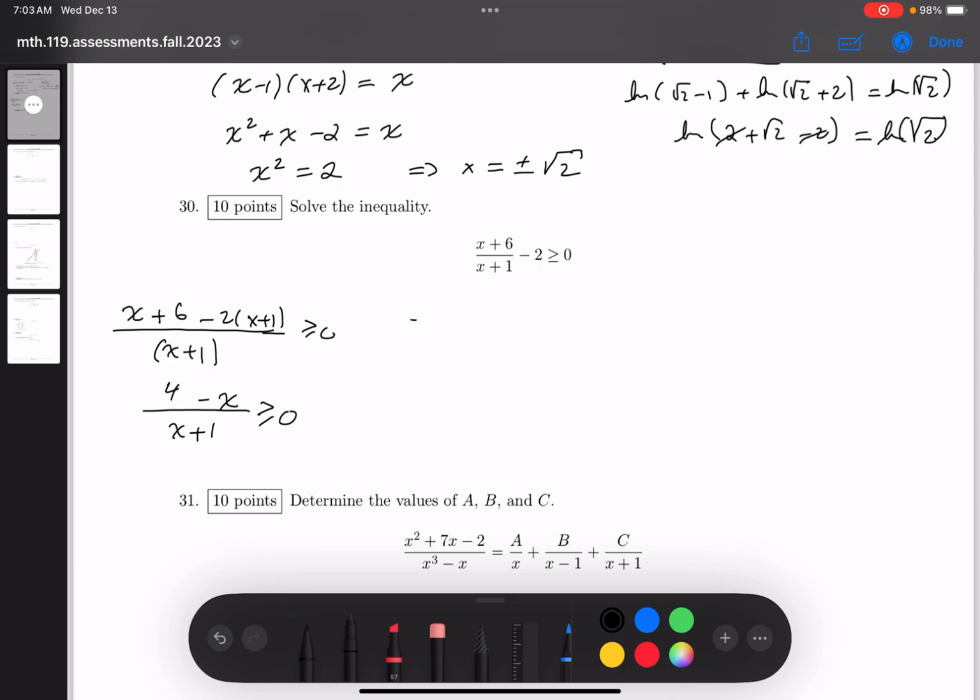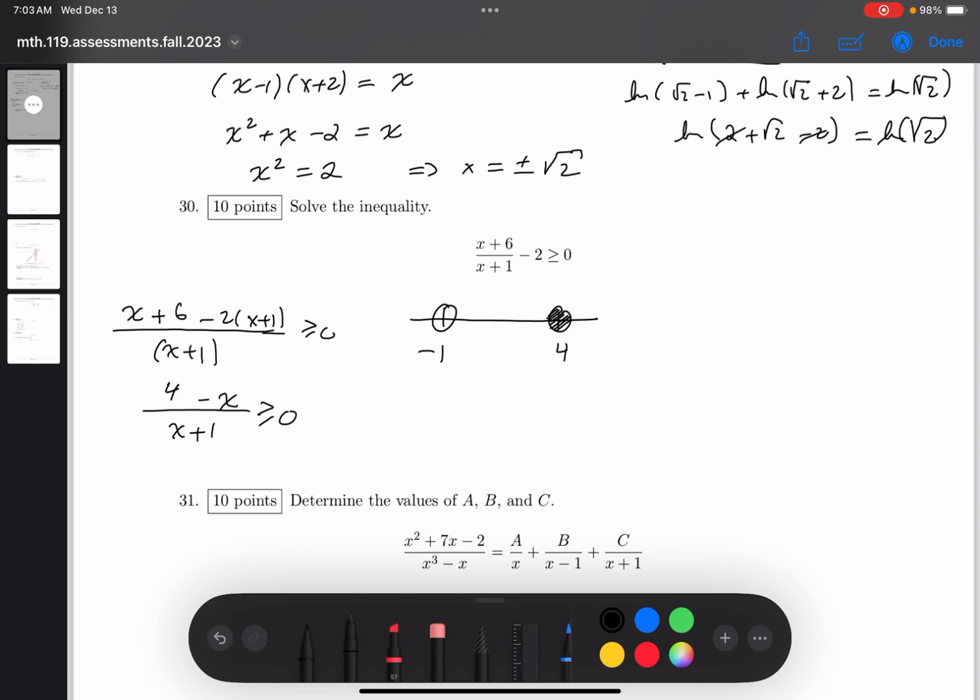Put my number line down. There are 2 numbers that go on the number line. Where the top becomes 0, which is at 4, and where the bottom becomes 0 at minus 1. This is where these things are changing their signs, by the way. 4 does satisfy the inequality, by the way, because 4 would make that equal to 0. So I'm going to shade that in.